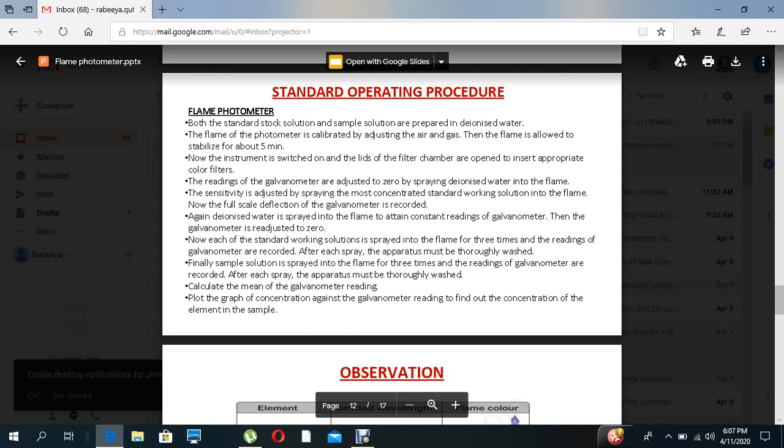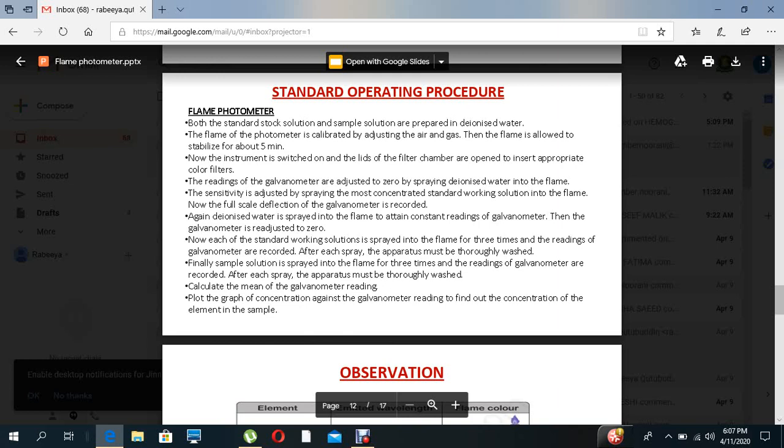By doing this, we calibrate the galvanometer to work between the concentrations of 0, that is this deionized water, and the most concentrated, and then we can find out the concentration between these two extremes. Again, deionized water is sprayed into the flame to attain constant readings of the galvanometer. Then the galvanometer is readjusted to 0.